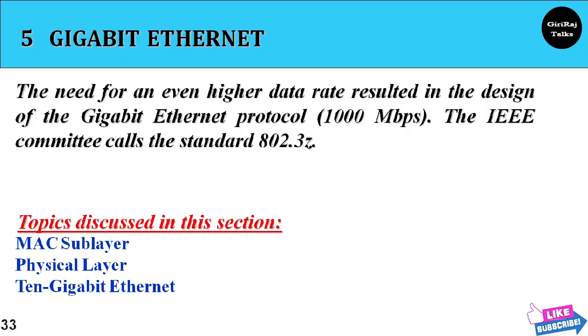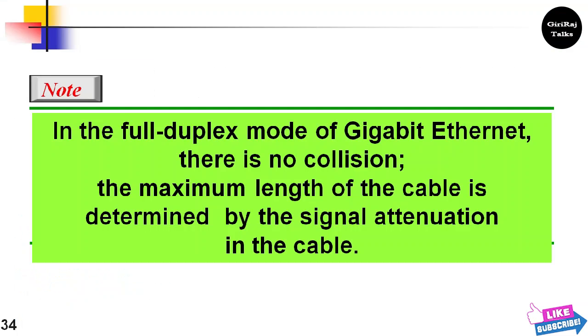See, full duplex mode. In full duplex mode, there is a central switch connected to all computers or other switches. In this mode, each switch has buffers for each input port in which data are stored until they are transmitted. There is no collision in this mode, as we discussed before. This means that CSMA/CD is not used. Lack of collision implies that the maximum length of the cable is determined by the signal attenuation in the cable, not by the collision detection process. In the full duplex mode of Gigabit Ethernet, there is no collision. The maximum length of the cable is determined by the signal attenuation in the cable.